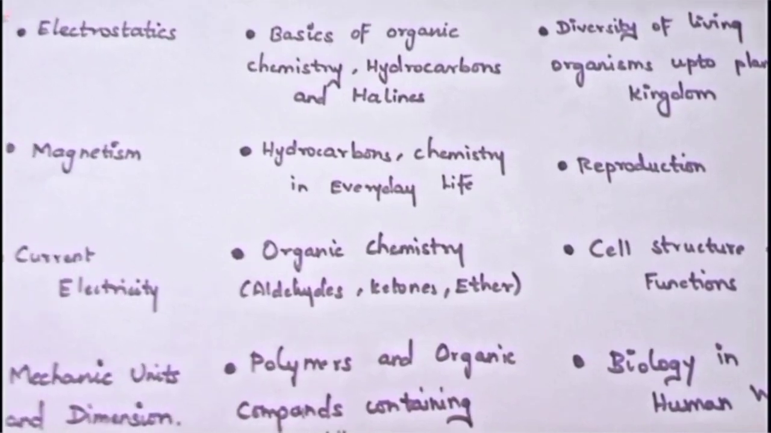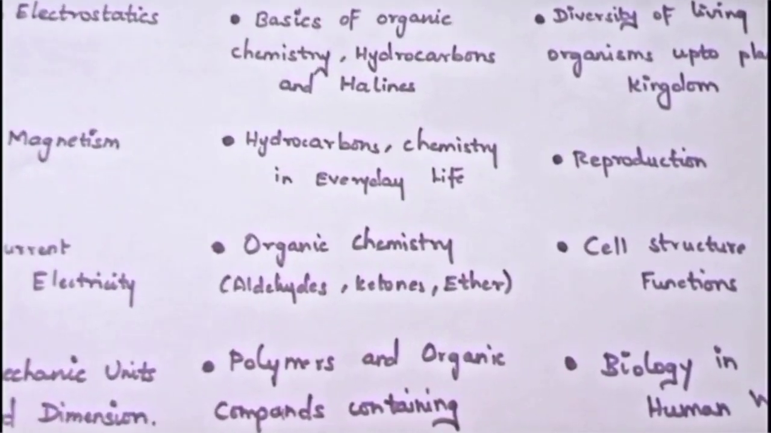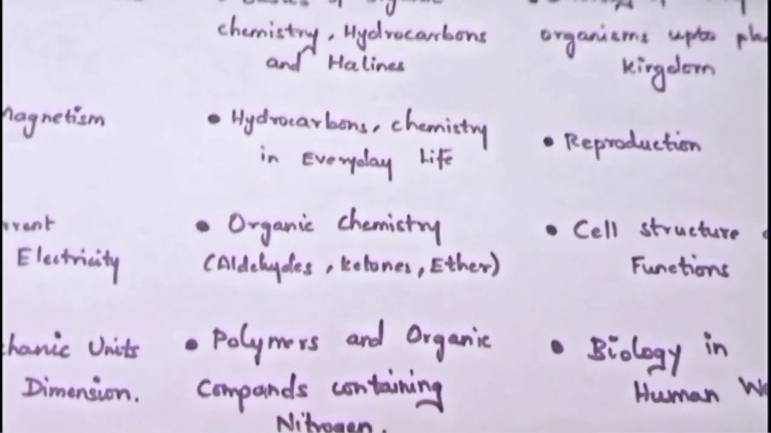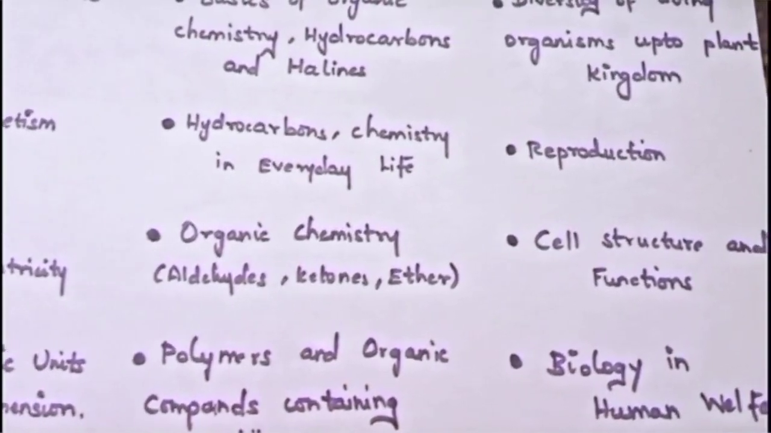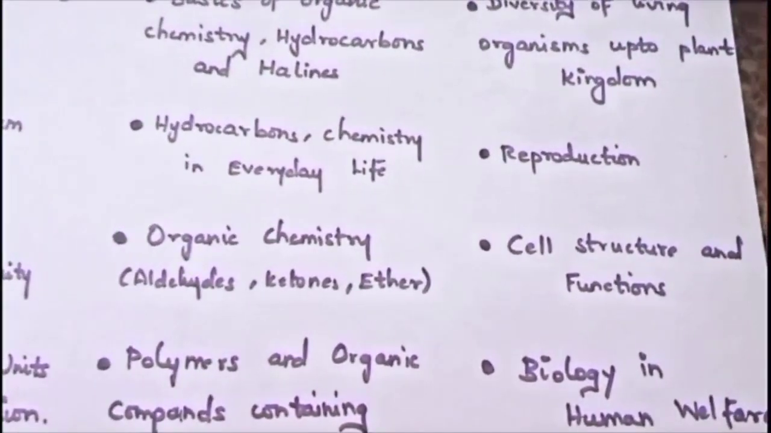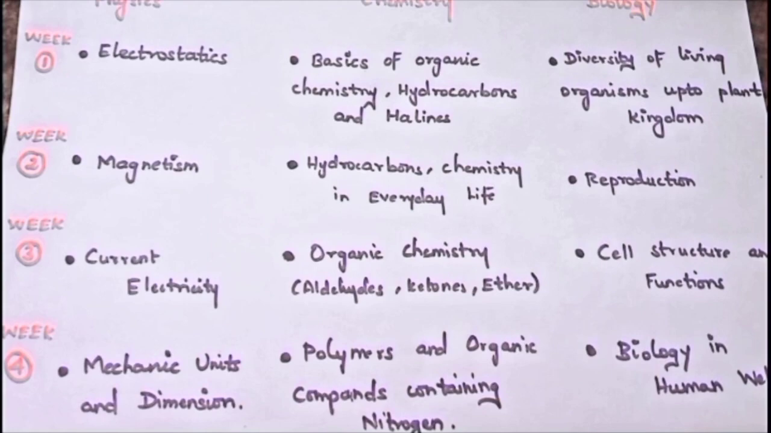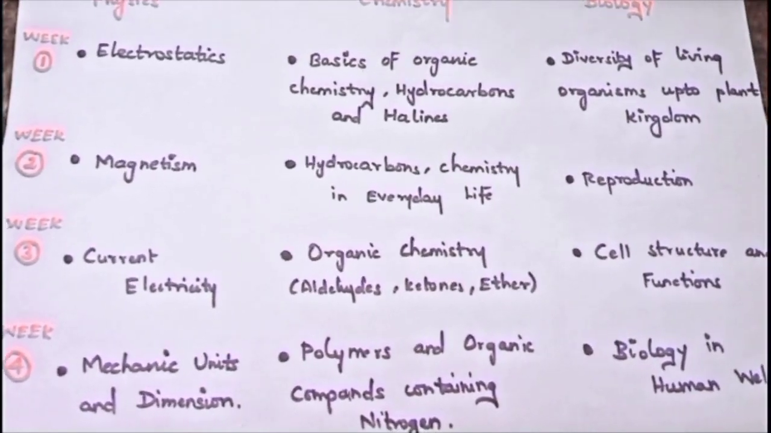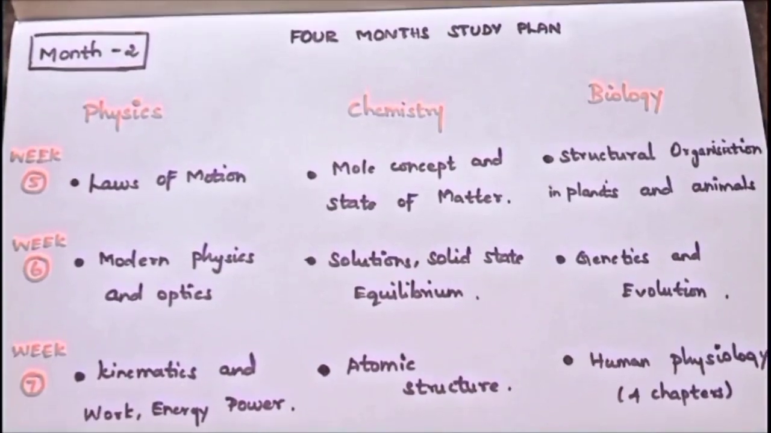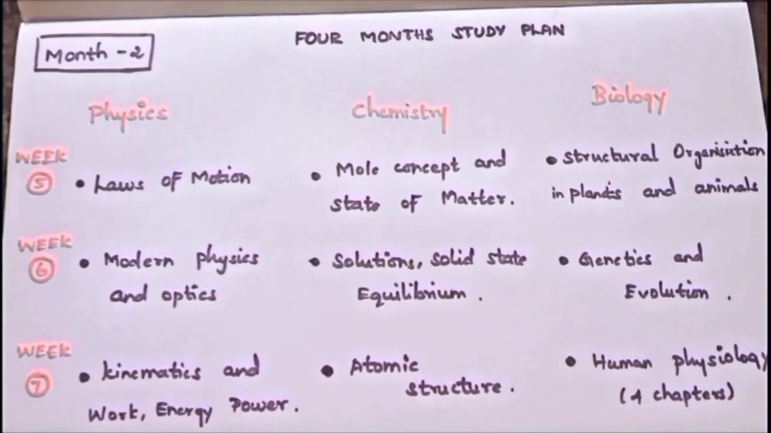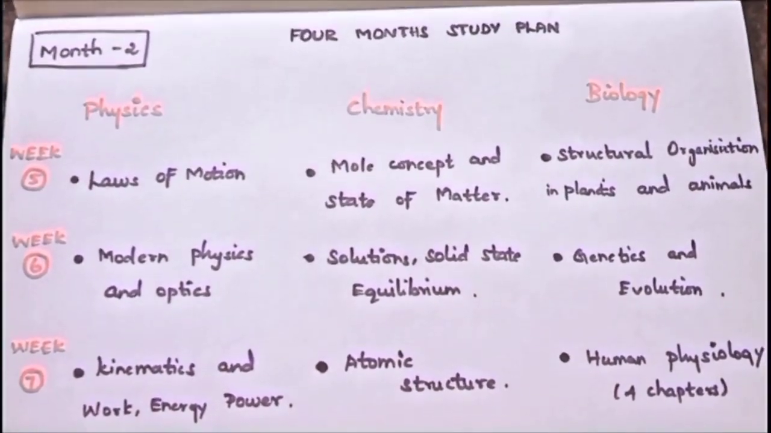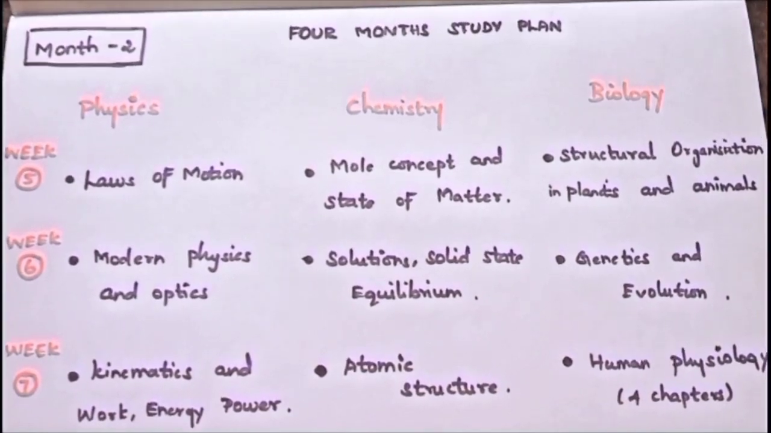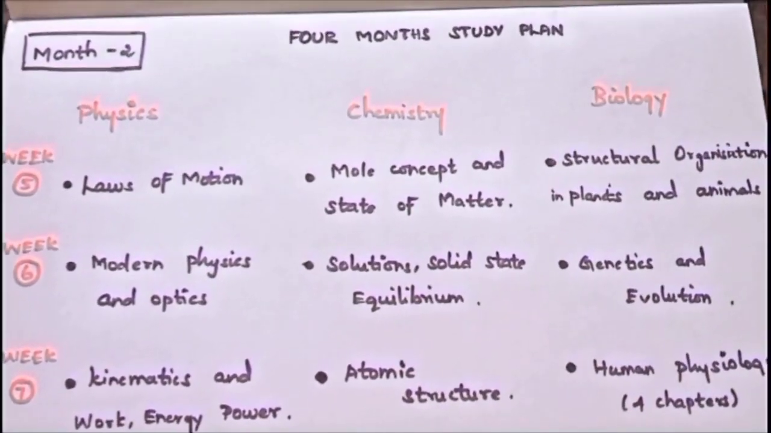Fourth week. In physics, mechanics, units and dimensions. In chemistry, polymers and organic compounds containing nitrogen. In biology, human welfare. These are the 12 units of the month. Fifth week, physics, laws of motion, chemistry, mole concept and states of matter. In biology, structural organization in plants and animals.